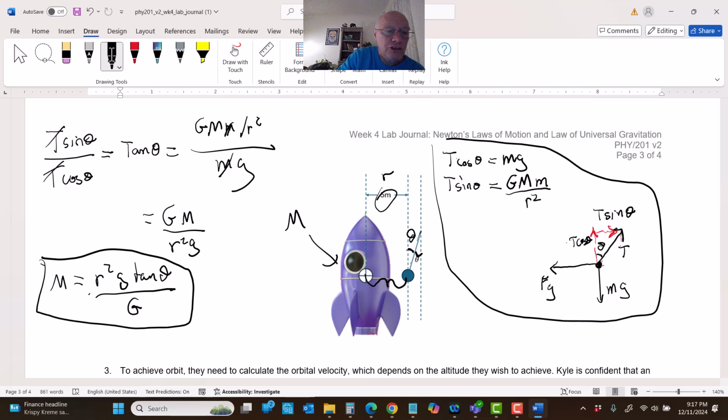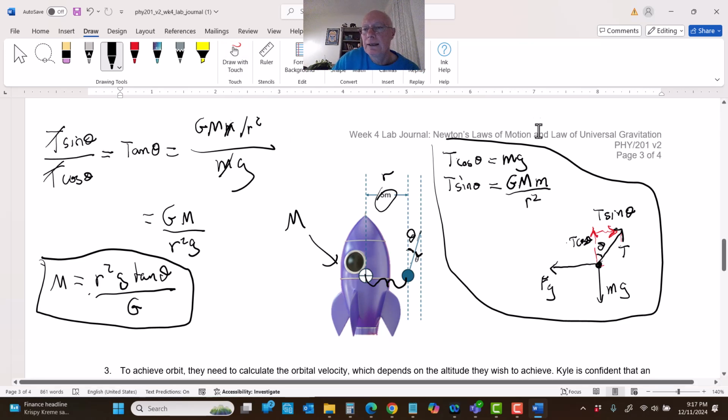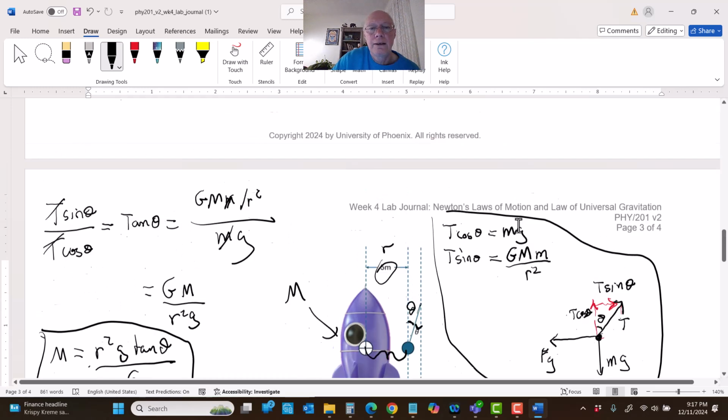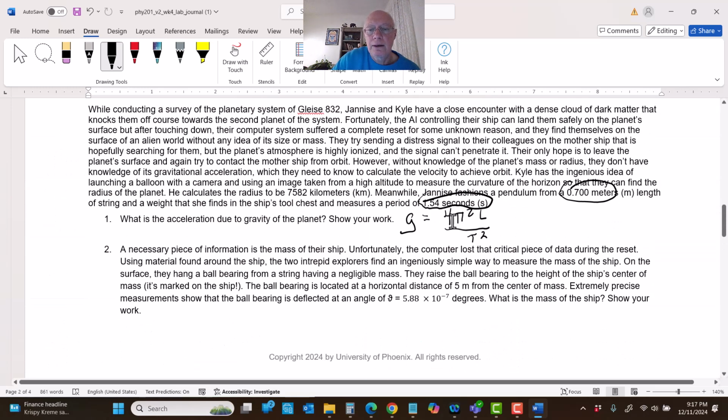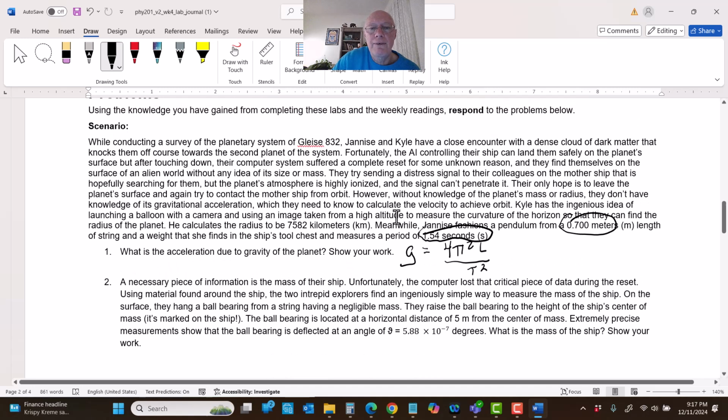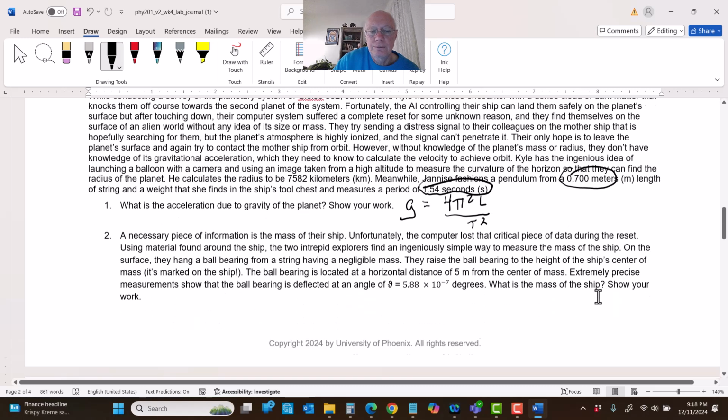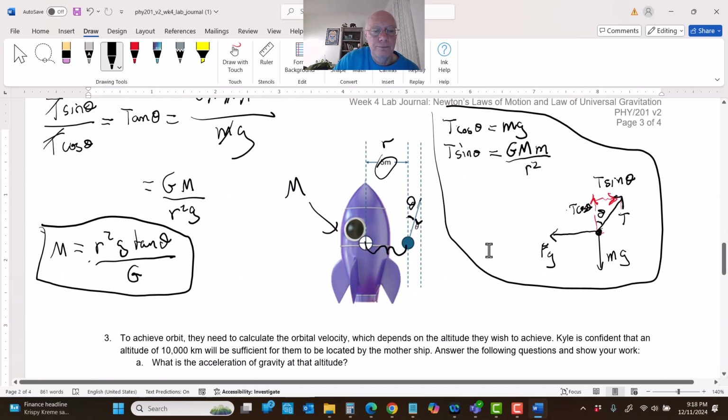Okay, remember, this g is not the acceleration of gravity on Earth, which is 9.8 meters per second squared. It's the acceleration of gravity that you calculated up here. Okay. We're finding the acceleration of gravity for Gliese 832. All right. So I want to be clear on that.